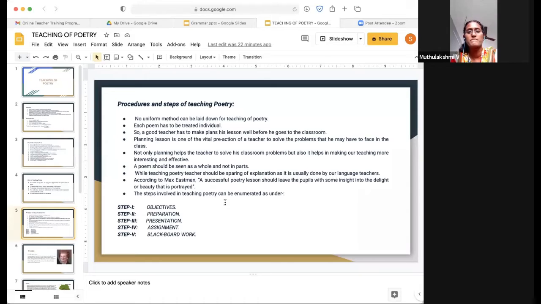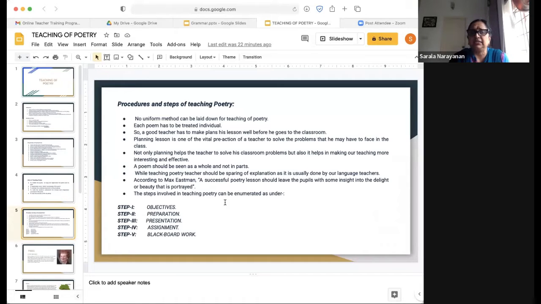Yes. So the steps are the same as what we did in prose. First, we have to know the learning objective. Then we have to go prepared to the class. The third one is presentation, how well we present it to students. Then the assignment, that is where the activities, the book back activities, come in. Of course, we will be using the blackboard to explain to them.